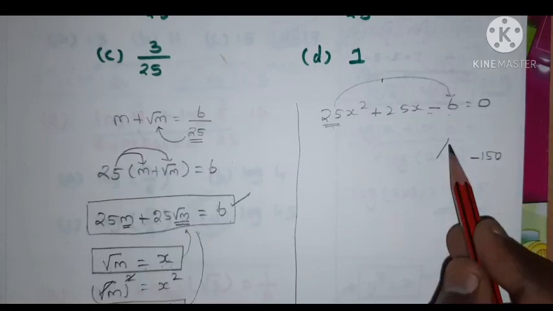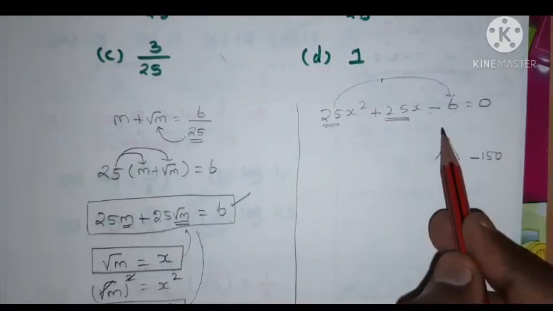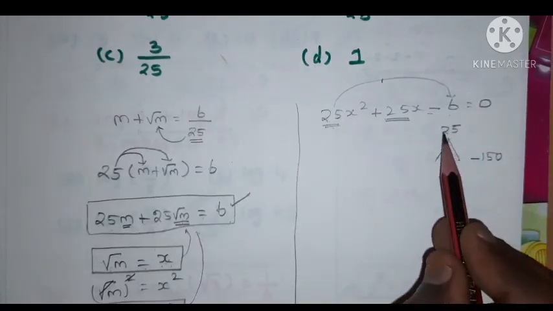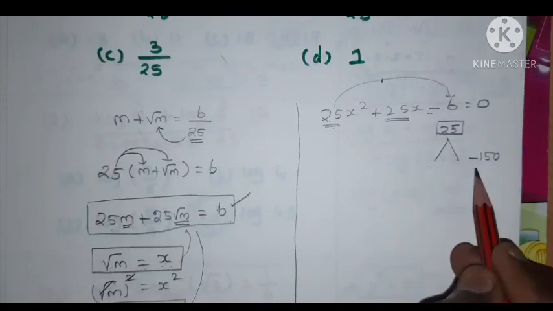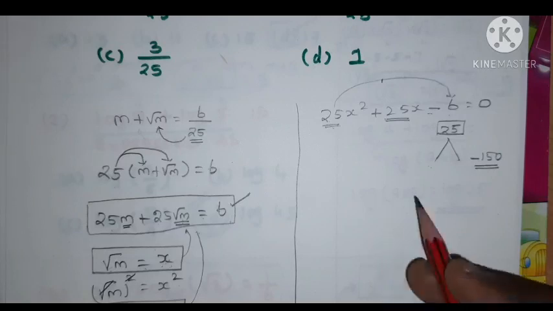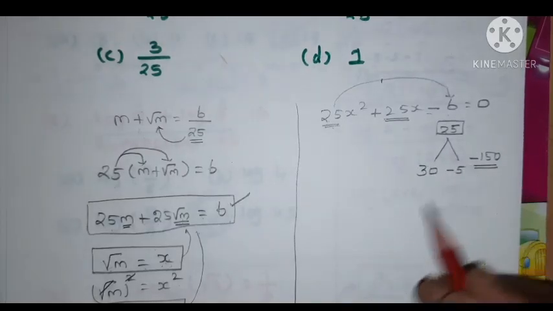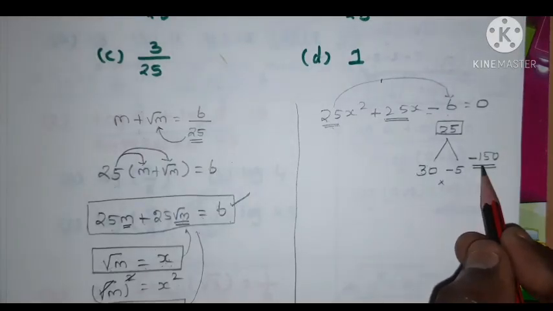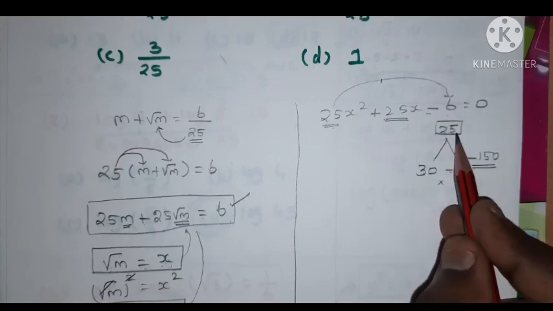Now what do we have to do? Look at the center term, the x term, which is 25. So when we add the two terms, they should give 25, and when we multiply those two terms, they should give minus 150. So what values do we get? 30 and minus 5. 30 into minus 5 gives minus 150, and if I add these two numbers, 30 minus 5, I get 25.